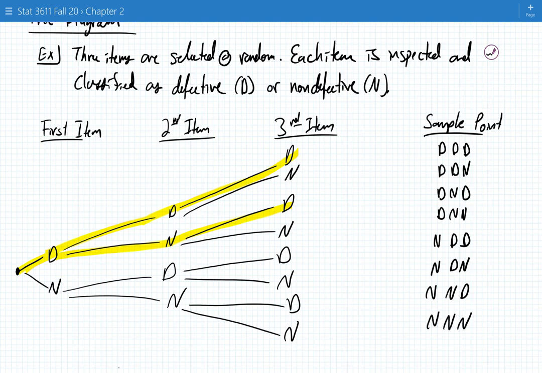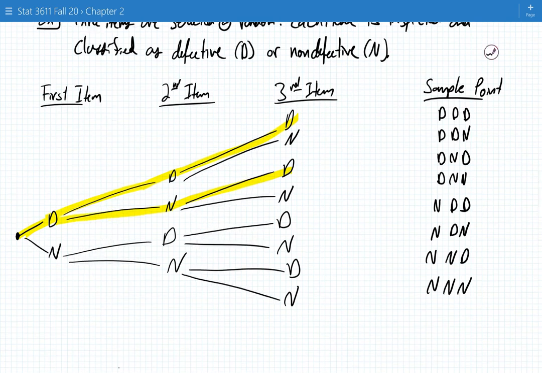And this is a way to make sure that if we're trying to list them, we can list all of them without missing any in between. Of course, if you just want to count the number of sample points, we just go to this third branch here and just say 1, 2, 3, 4, 5, 6, 7, 8. There's 8 of them. But if you want to list out what they are, this is a good organized way to do so.